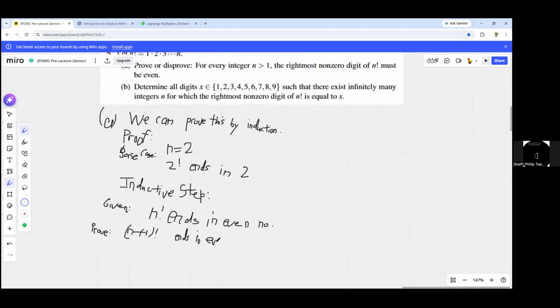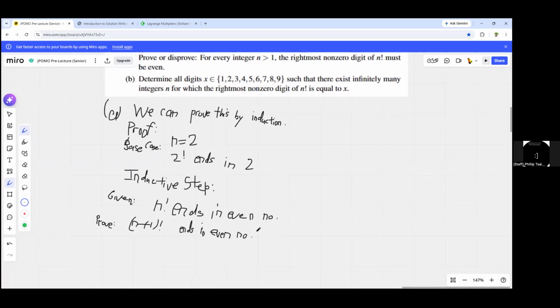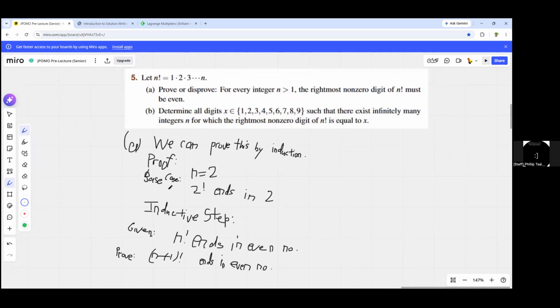Now, I'm going to skim through this, but basically, since n factorial ends in an even number, it must also be an even number, right? So, actually, no. It's the rightmost non-zero digit. But anyways, if you remove all of its zeros, it still is an even number.